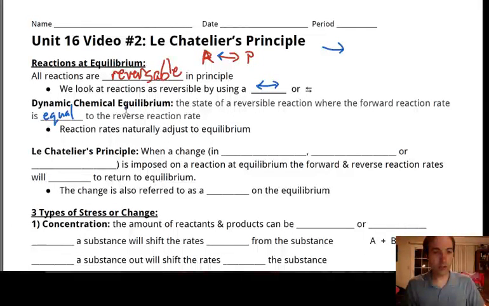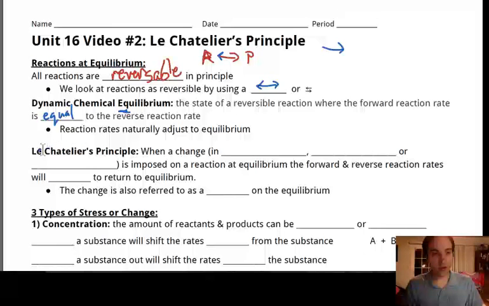And I just always remember that in equilibrium, okay, equilibrium sounds like equal. It's all about the rates being equal. And it also turns out that natural reactions will actually adjust towards equilibrium if they can. So it's a natural thing for reactions to be at equilibrium.